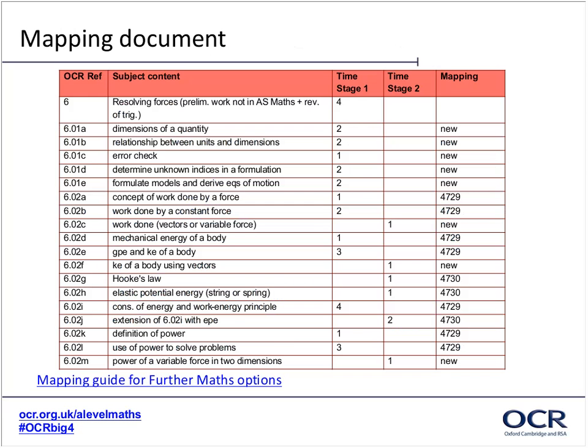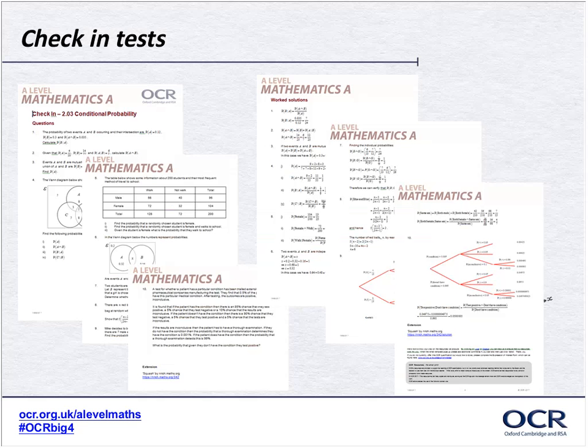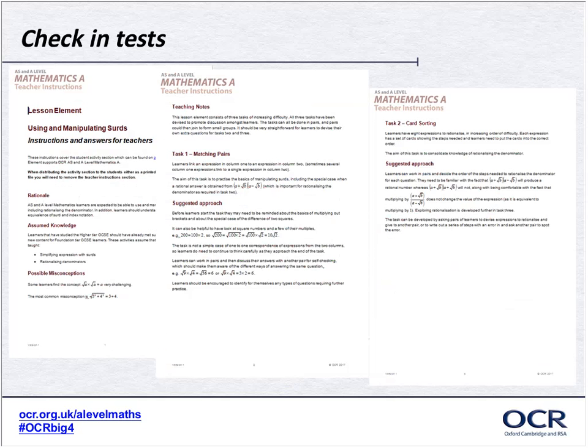Mapping document for further maths looks like this. There's one for the options showing which of the current units things come from. Check-in tests, no mechanics ones on the website yet, but they are coming through for us for quality assurance. These are topic-based formative assessment tasks. They start with 3 or 4 routine procedural sort of questions, and then the rest of it is about the overarching themes. Different balances of overarching themes depending on the particular content.